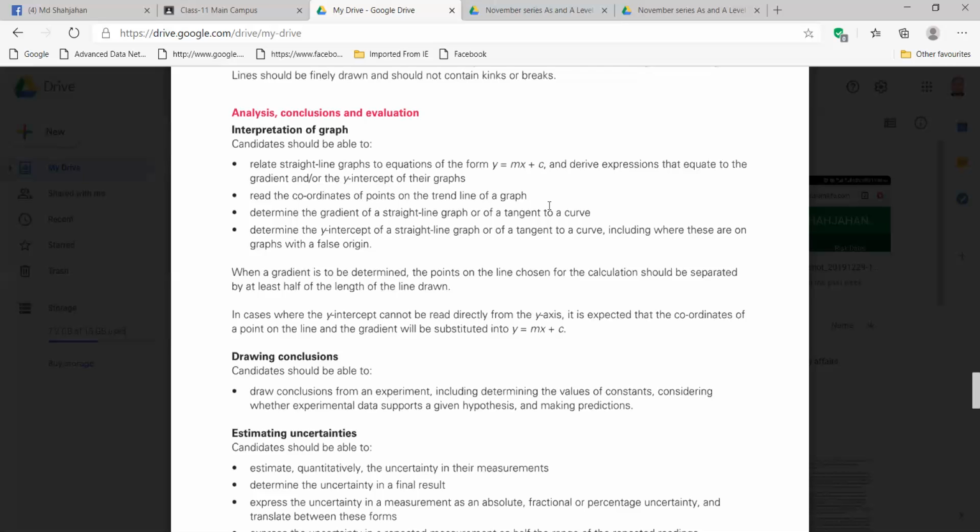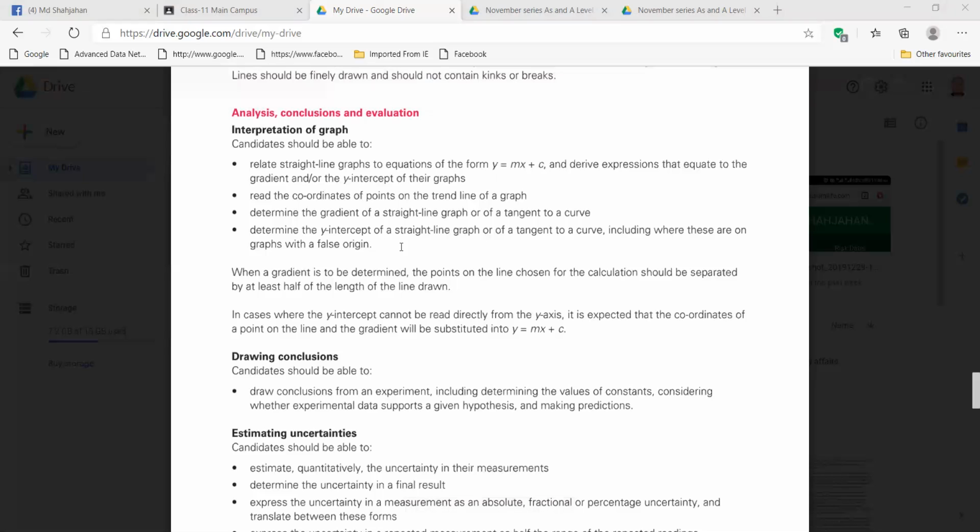Read the coordinate of points on the trend line of a graph. Okay, this one is easier for you. Continue. Determine the gradient of a straight line graph or of a tangent to a curve. This one you also know, right? How to get the gradient, y by x, right? Yes, sir. Next one. Determine the y-intercept of a straight line graph or of a tangent to a curve, including where these are on a graph with a false origin.